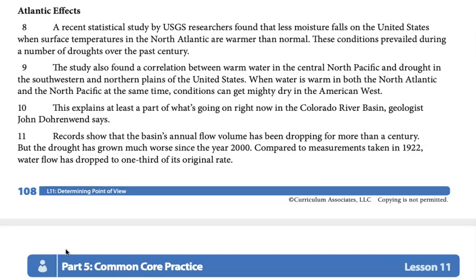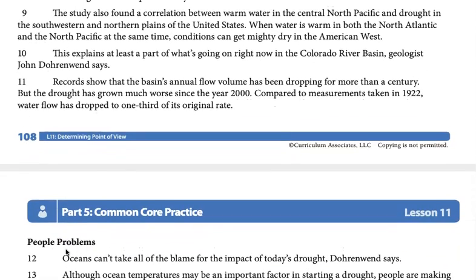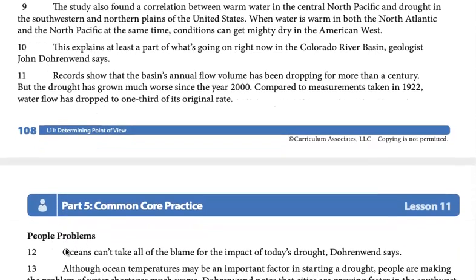Atlantic effects. A recent statistical study by USGS researchers found that less moisture falls on the United States when surface temperatures in the North Atlantic are warmer than normal. These conditions prevailed during a number of droughts over the past century. The study also found a correlation between warm water in the central North Pacific and drought in the southwestern and northern plains of the United States. When water is warm in both the North Atlantic and the North Pacific at the same time, conditions can get mighty dry in the American West.